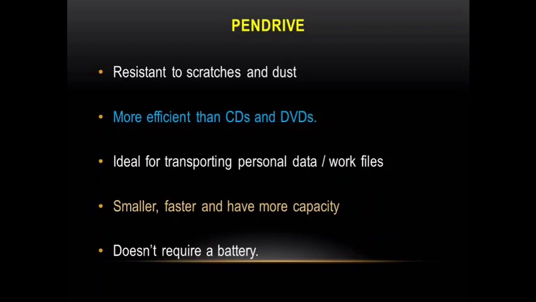The flash drive was first invented in 1998 by Don Morin, President and CEO of M Systems Flash Pioneers, Israel. Flash drives are resistant to scratches and dust and are more efficient than the previous forms of portable storage such as compact disc and floppy disk. This makes them ideal for transporting personal data or work files from one location to another. They are smaller, faster, and have thousands of times more capacity and are more durable and reliable because of their lack of moving parts. Most flash drives draw power from the USB connection and do not require a battery.